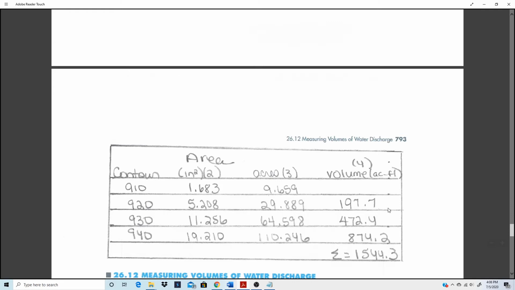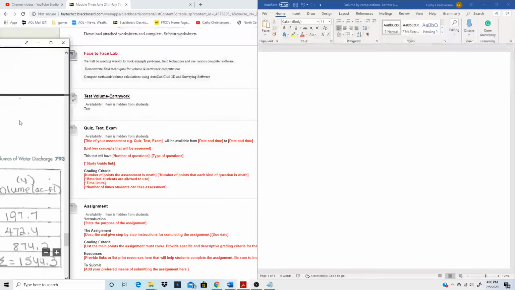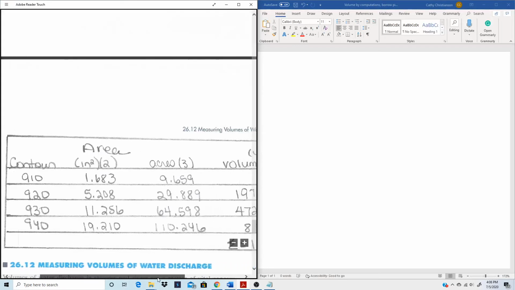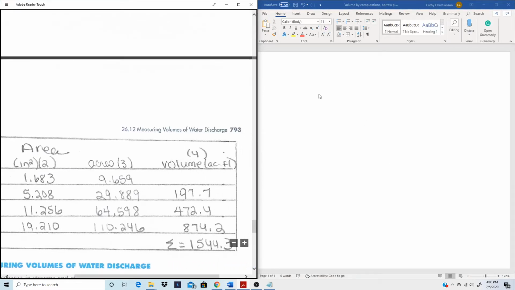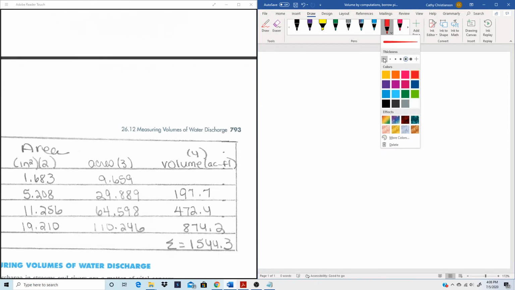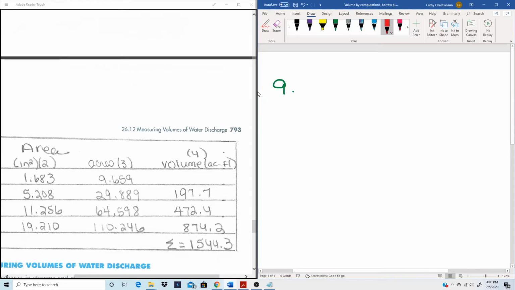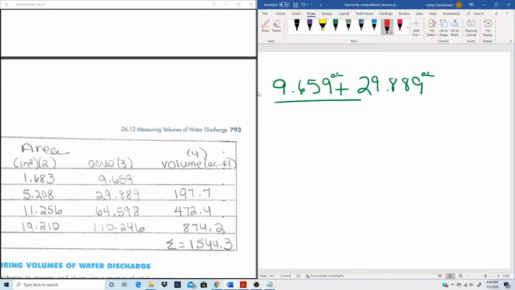So if I say 9.659, I'm going to come over here and show you that. 9.659 plus 29.889. These are both acres. We're going to divide that by 2 times your length. And that's going to be in feet. So it's 10 feet between the contours. So there's no dividing this by 27 because we want it in acre foot.